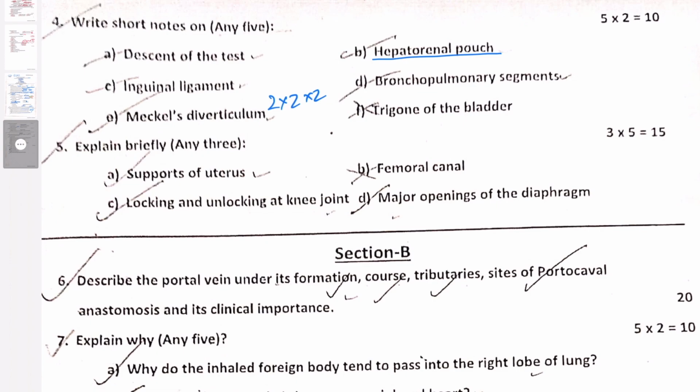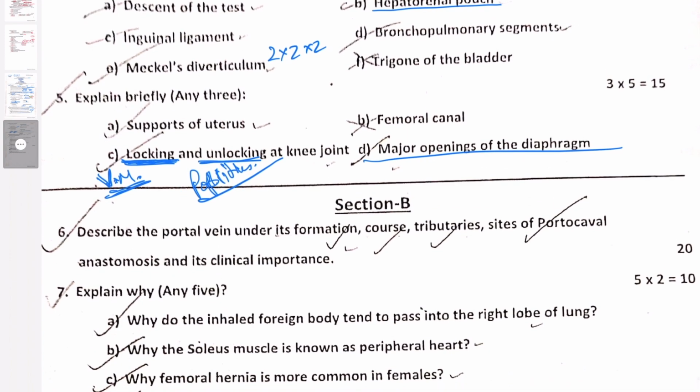Explain briefly any 3 supports of uterus, femoral canal, locking and unlocking at the knee joint. So easy. Locking is by which muscle? Yes, vastus medialis. This is vastus medialis, the locking muscle. Unlocking is by popliteus. Then major openings in the diaphragm, that is so easy. Esophageal, aortic, and vena caval opening, central tendon opening, T8 vena caval, T10 esophageal, T12 aortic opening, and the rest of the structures passing, you'll have to describe them all.